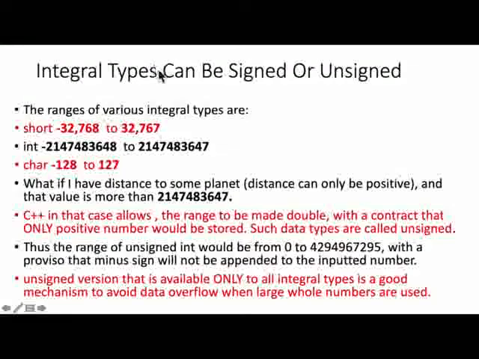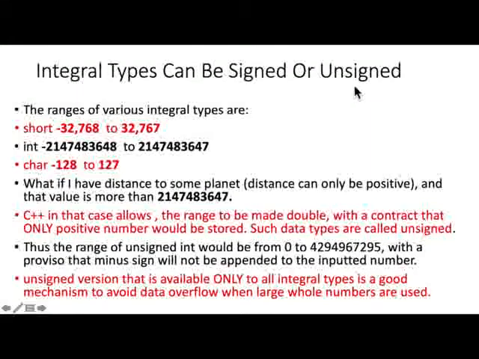Integral types can be signed or unsigned. What does that mean? The range of various integral types are these. Short can store from minus 32,768 to plus 32,767. Int can store from minus 2.14 billion to plus 2.14 billion, and char from minus 128 to 127. Now what if I have distance to some planet, because distance can only be positive, and the value is more than 2.14 billion?